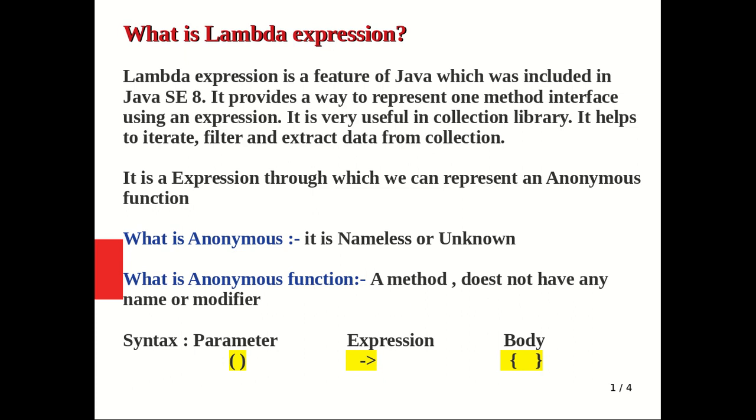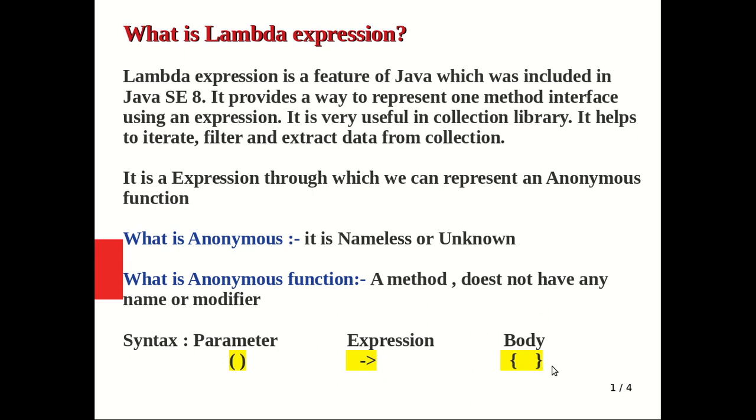A Lambda expression contains three parts. The first part is the parameter, the second part is the expression, and the third part is the body. Inside the body we write the logic of the method. The first part, the parameter, is defined by parentheses, then we have the expression which is defined by an arrow, and then we have the body which is defined by curly braces. So a Lambda expression contains these three parts: parameter, expression, and body.